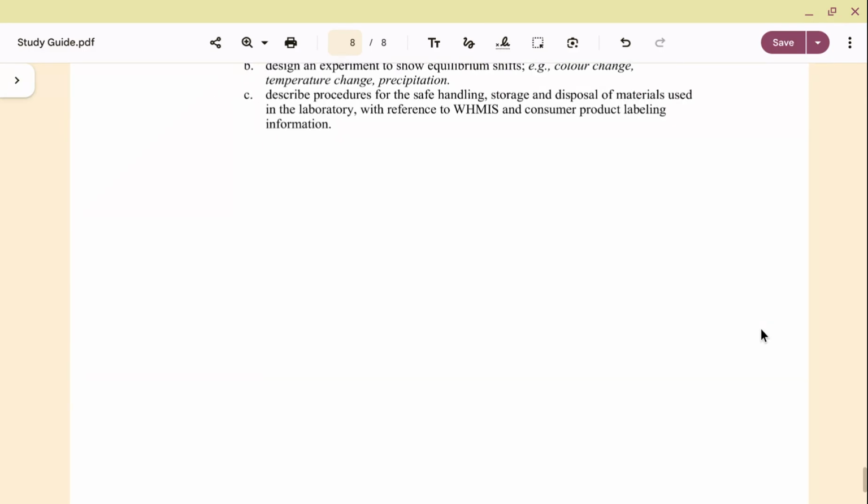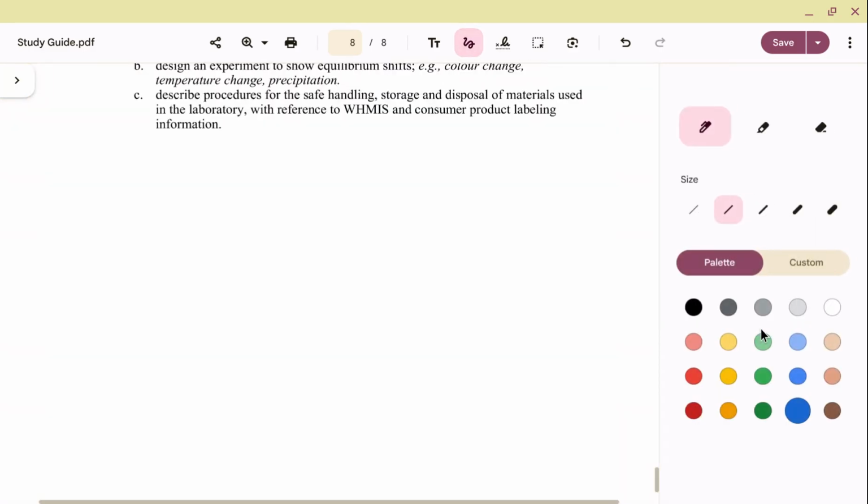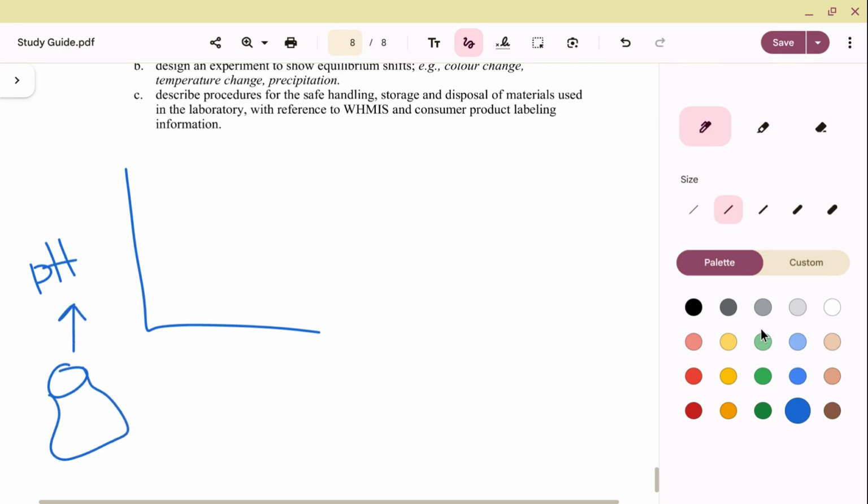The last thing I'll add in here is that when you have a titration to make your pH curve, the pH is always measured from the Erlenmeyer flask. So if your pH is starting lower, you know that it would be an acid. If it's starting higher, near 14, you know it's going to be a base.